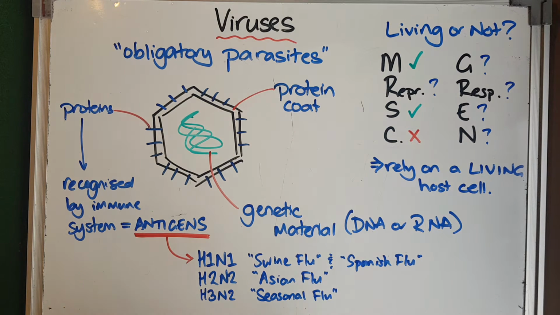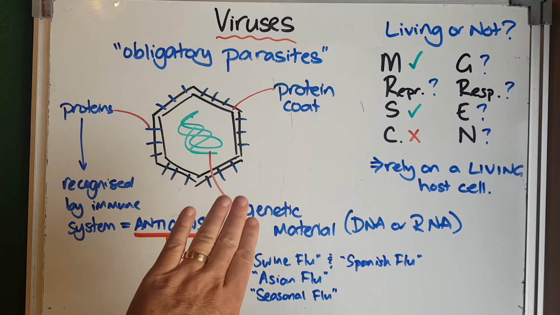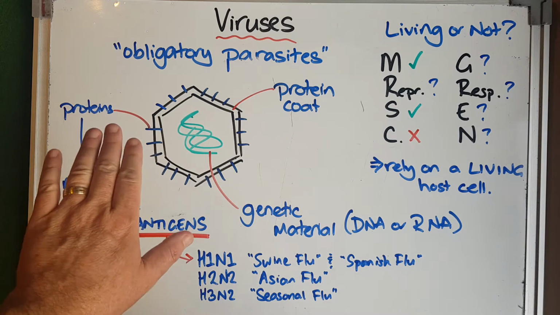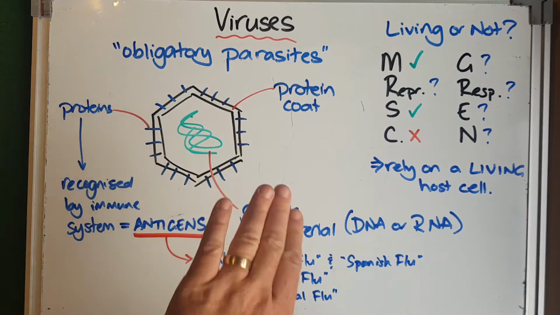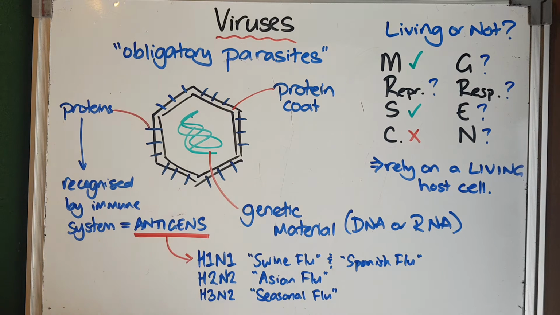But when we look at Mrs. Green, it becomes a bit confusing as to whether they're living or not. Because they rely on a host, another living cell, to do Mrs. Green, we call them obligatory parasites. Obligatory means you have to, so obliged to do something. And a parasite is anything that lives inside or on a host.